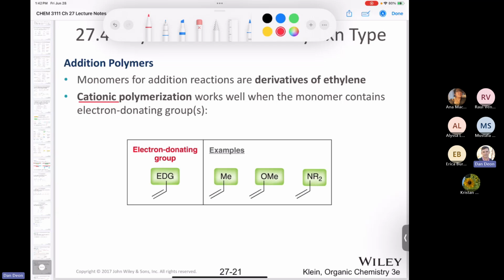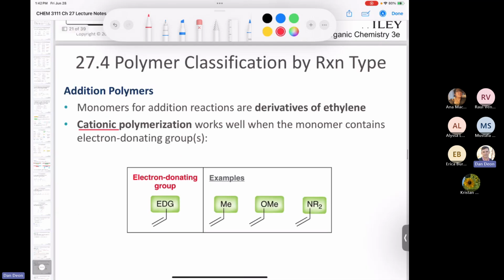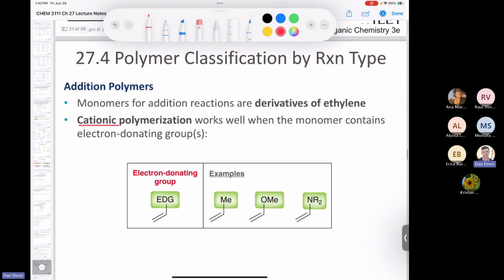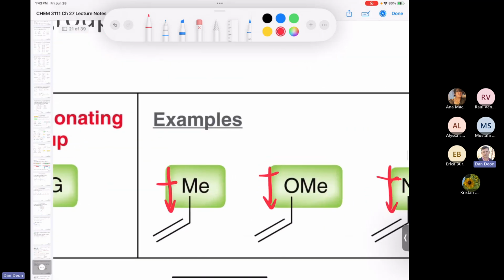Anyhow, so cationic addition polymers are a little bit different in that it works better when you have some kind of ethylene derivative that possesses an electron donating group, okay? And you guys remember what an electron donating group is. We talked about those quite a bit. It's something that's going to donate electron density, right? Like this and like this, okay? Now, if you look at the methyl group, we know that a methyl is electron donating via hyperconjugation.